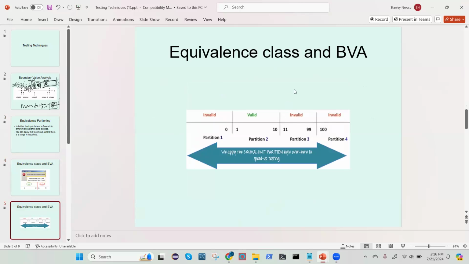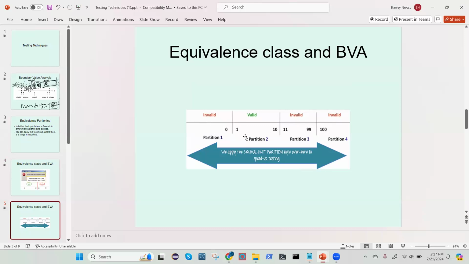All right. You can see the sample of equivalent class partitioning, right? So 1 to 10 is valid, okay? Then you have to test for invalid too. Anything from 11 to 99 is also invalid. Anything from 100 and above also is invalid. So you have to test for all those things. Then 0 also is invalid.